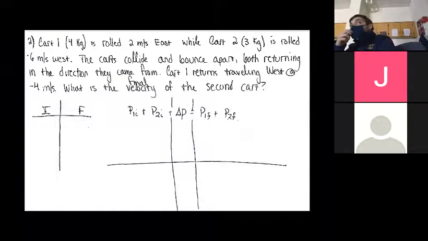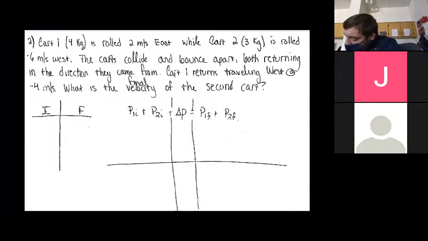So number 2 is an elastic collision, and you'll see what the difference is right here. It says cart 1, mass of 4 kilograms, is rolled 2 meters per second east, while cart 2, 3 kilograms, is rolled negative 6 meters per second west. And just because it's the practice worksheet, I put in that negative. I'm not going to. You guys need to know by now that west is a negative direction, and so is south and down and to the left and stuff. The carts collide and bounce apart, both returning in the direction they came from. Cart 1 returns traveling west at negative 4 meters per second. What is the final velocity of the second cart?